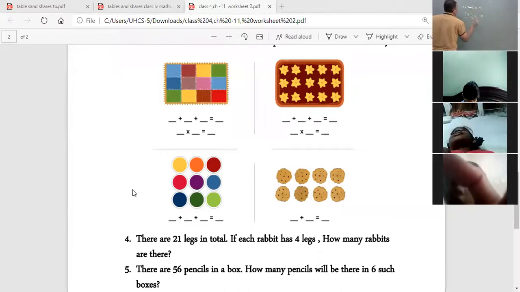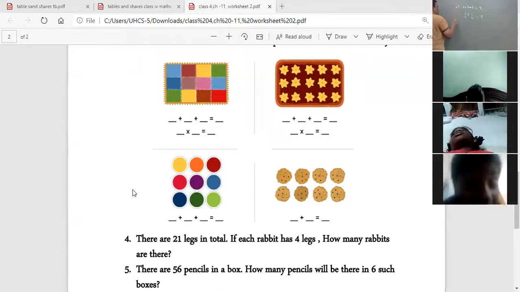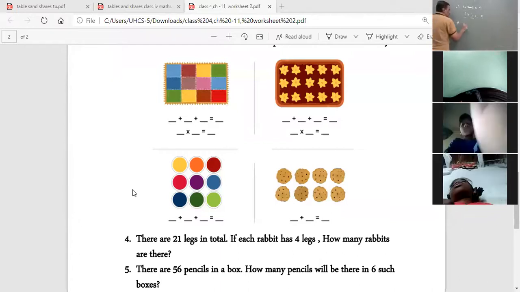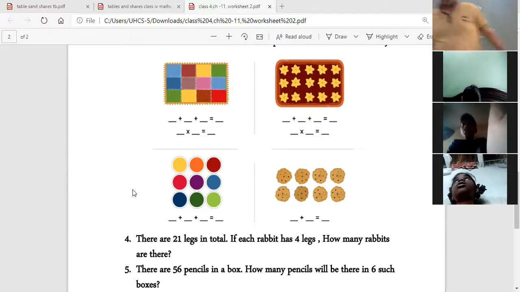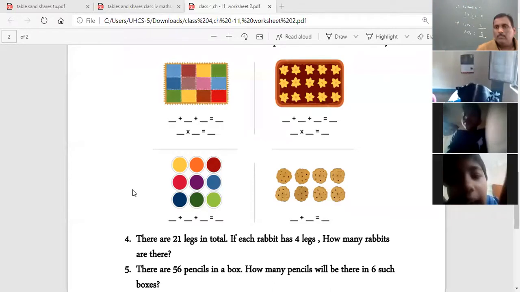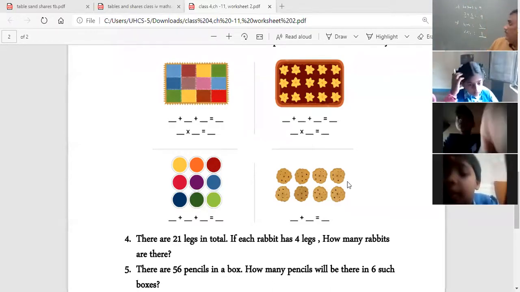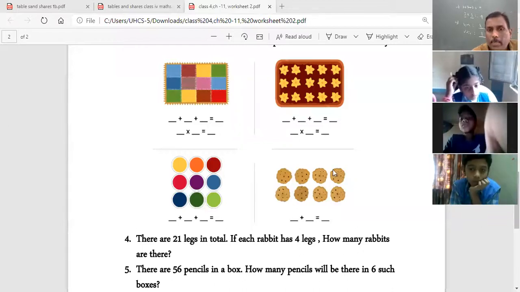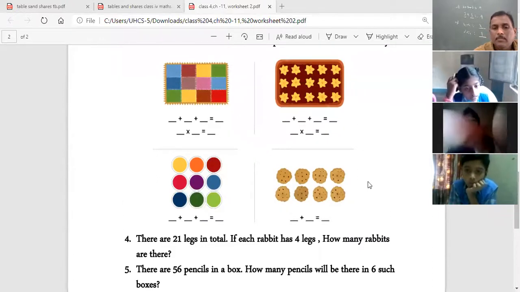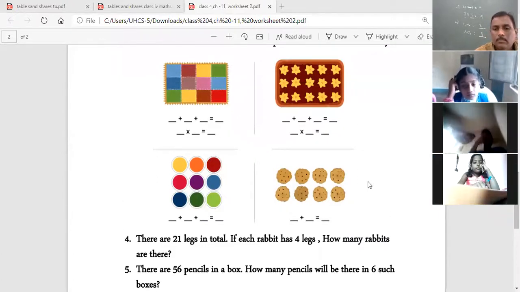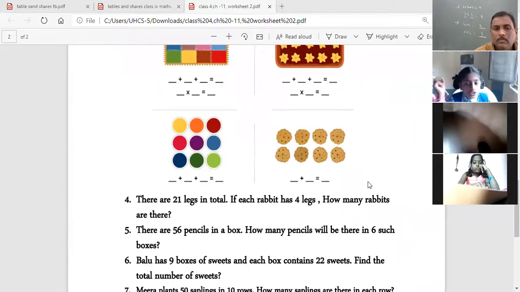2 fours are 8. 4 plus 4, so the cookies is 2 and 4. Total 8. It can be done as 2 fours is 8, or 2 into 4 also can be done.